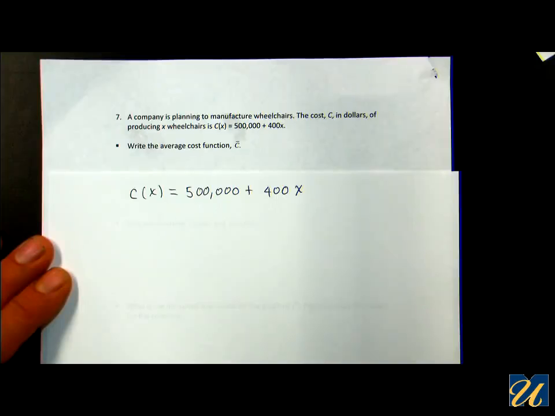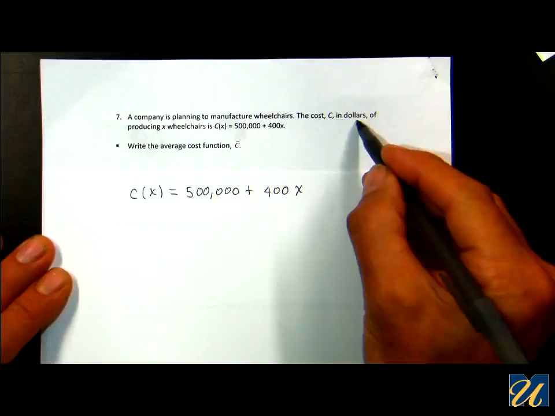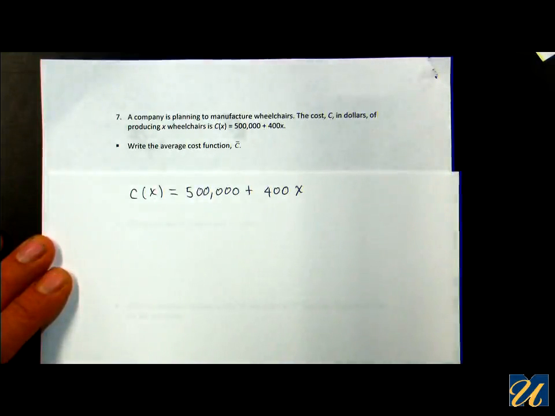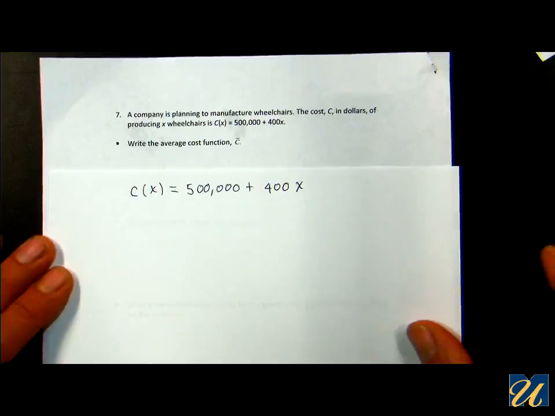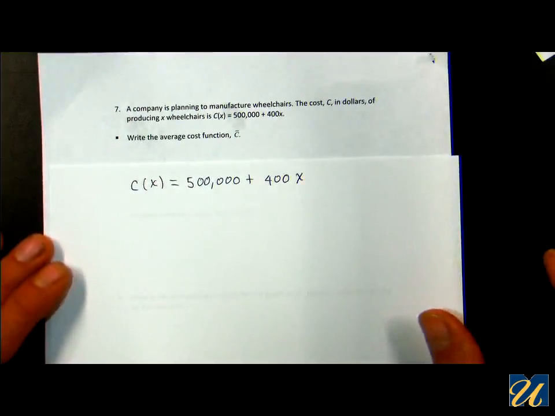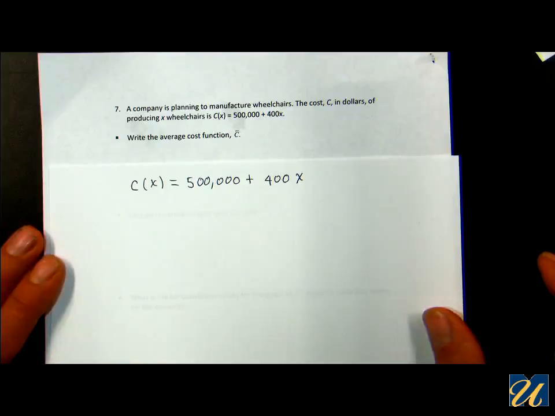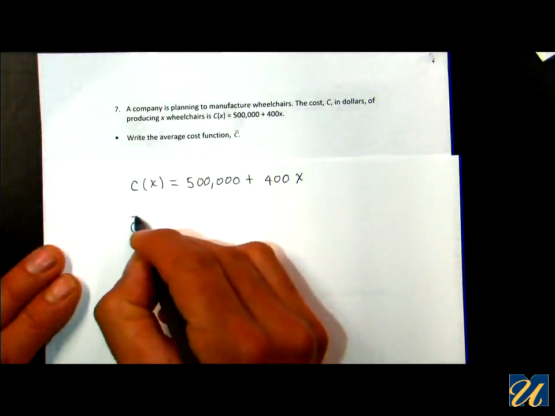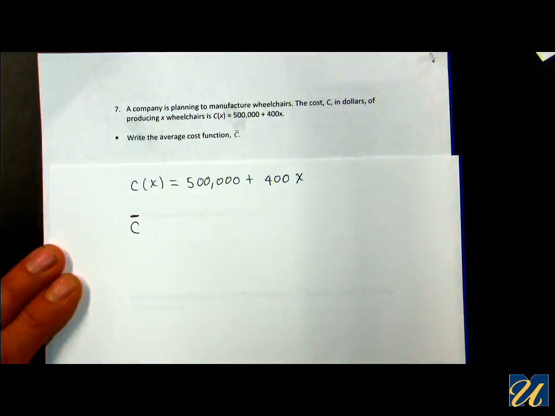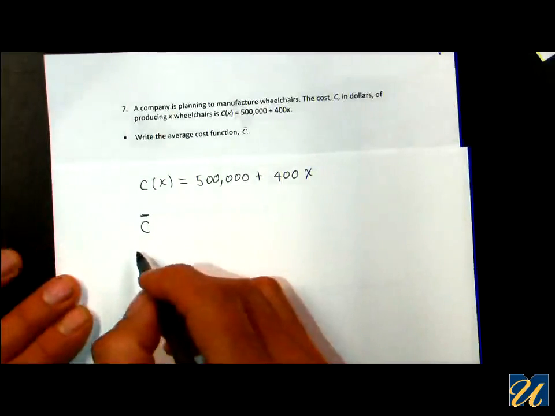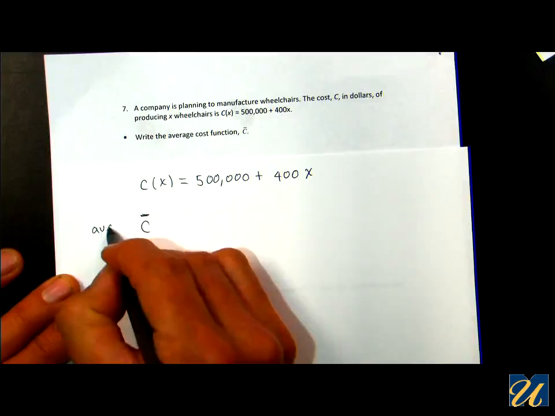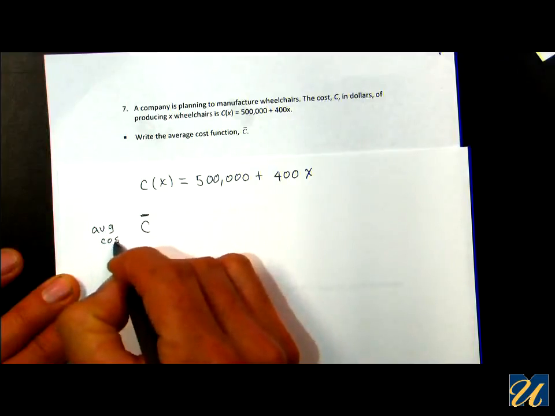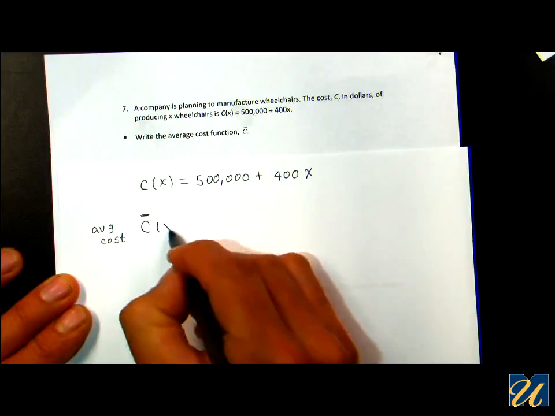So this is the cost, probably in dollars. Yes, cost in dollars of producing x wheelchairs, we'll say per month. And that's the function that will give you the cost. Okay? Write the average cost function. Well, the average cost function is symbolized with a C bar. C bar means average cost.